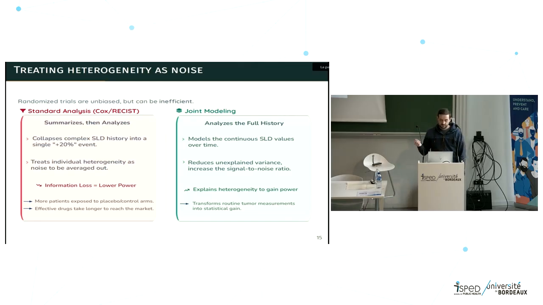On the other hand, joint models model the continuous SLD values over time, and they reduce unexplained variance, which increases the signal-to-noise ratio, as I explained earlier. So the idea of the joint model is to explain heterogeneity to gain statistical power. And it transforms those routine tumor measurements into statistical gain. The measurements are there, systematically recorded in any clinical trial. It's not about doing some new measurements. We take the data available and we use it in a more efficient manner.